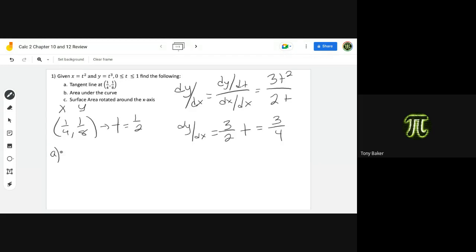Now to find my tangent line, I can just use the point slope equation. So I have y minus 1/8 equals 3/4 times x minus 1/4. And you can leave it like that if you want. That's fine. If you want to change it to slope-intercept form, you can, but you can leave it as a point slope equation.